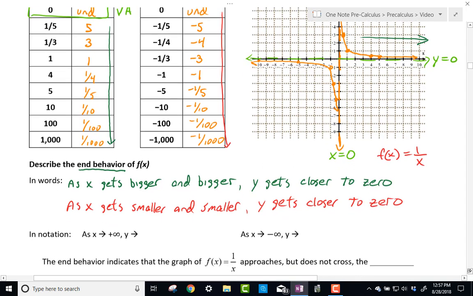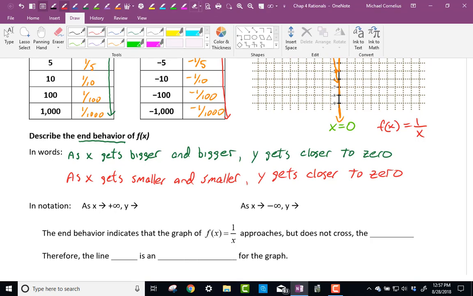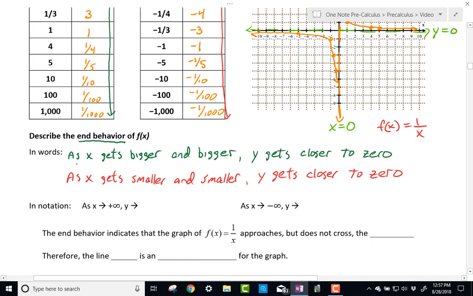All right? So if you go down here just a little bit further, notice the notation. I gave it to you in words the first time. This time I'm going to give it to you in notation. So we said as x gets bigger and bigger, y gets closer to 0. So we take this, and in notation we say it like this, because we don't want to write this out every time. That's too much to write out.